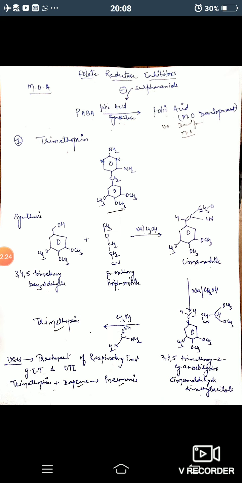Now the uses of trimethoprim. First of all, it is used in the treatment of respiratory tract infection, gastrointestinal tract infection, and urinary tract infection. When trimethoprim is given in combination with dapsone, it is used as an anti-pneumonia drug.